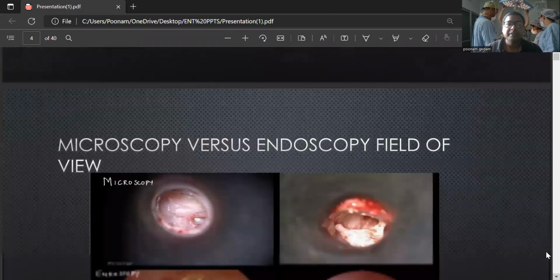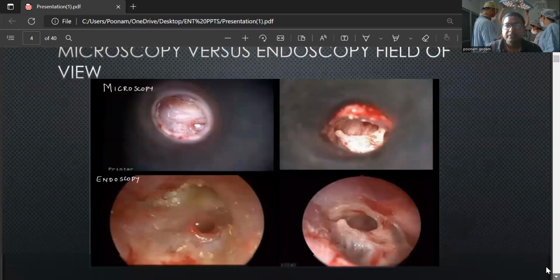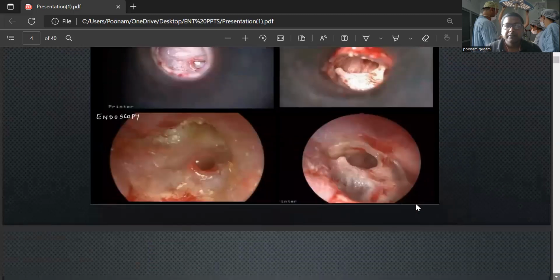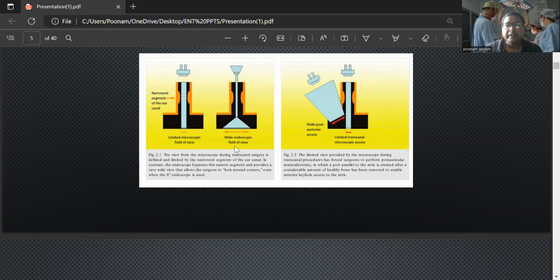So let's discuss the microscope versus endoscope field of view. You can see that this is the field of view with the microscope, and this is the endoscope. You can see the difference actually. This is the limited microscope field of view due to the narrow segment of the ear canal, and this is the wide endoscopic field of view. This is limited transcanal microscope access. This is wide post-auricular access.